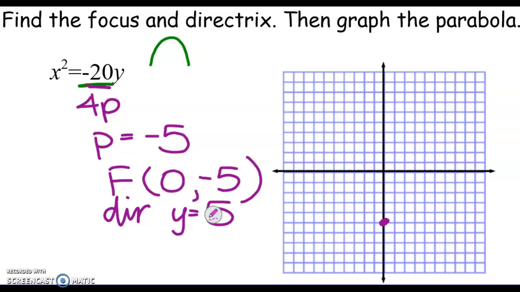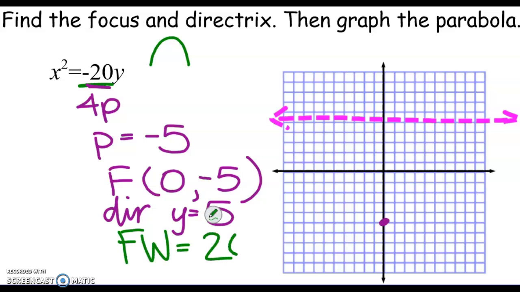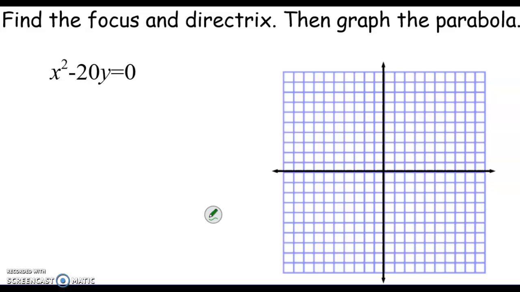So I'm going to graph that. 1, 2, 3, 4, 5. There it is. My focal width is 20, not negative 20, because we go with the absolute value. So focal width equals 20. Well, that means, since it's opening down, I go 10 to the left, 10 to the right. Here is my vertex because it didn't shift. Next lesson, we'll shift right and left a little bit, but not yet. There it is. Woohoo!